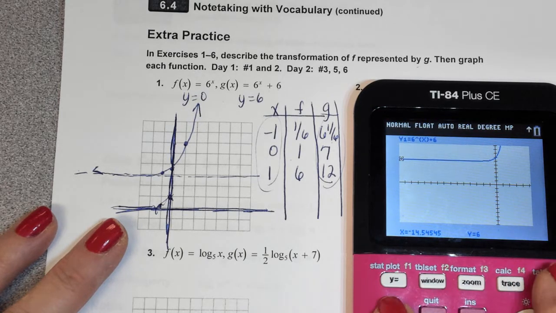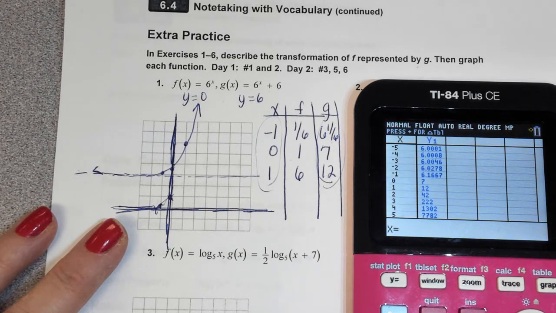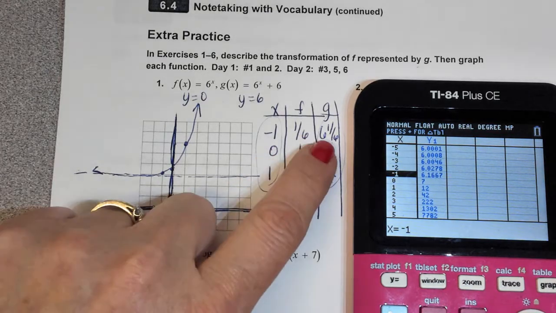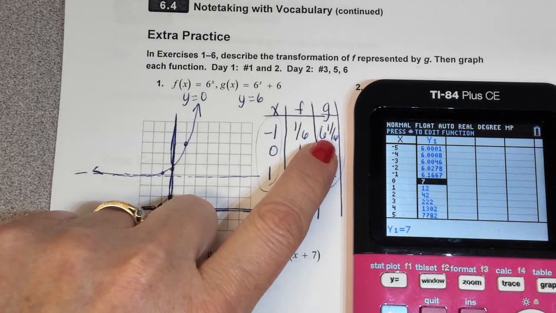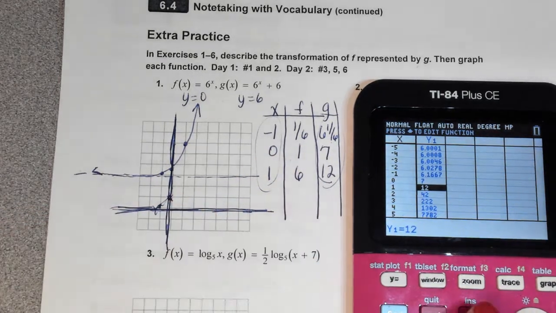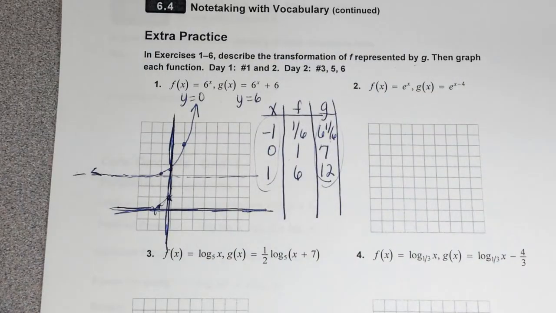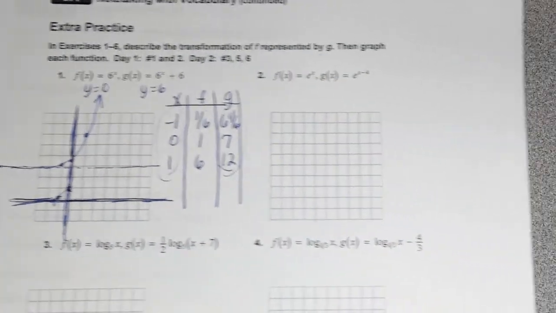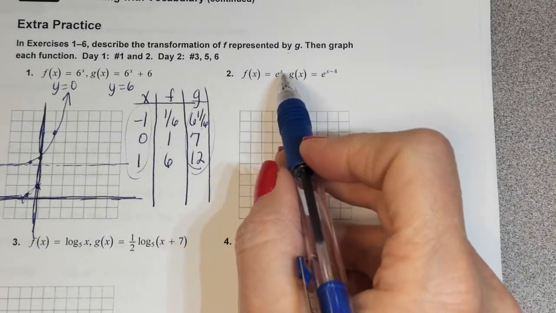All right, so if I look at my table of values, I can check those key points too. There's my 6 and 1/6. There's my 7. There's my 12. Good shape. All right. Looking at the next one, E is the special number.